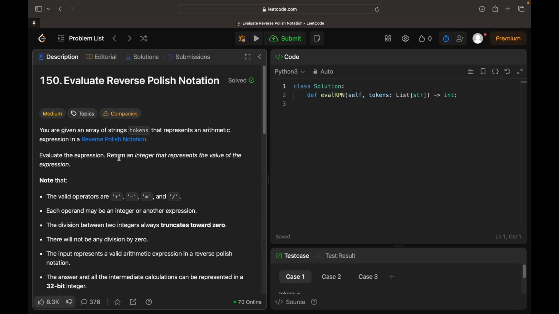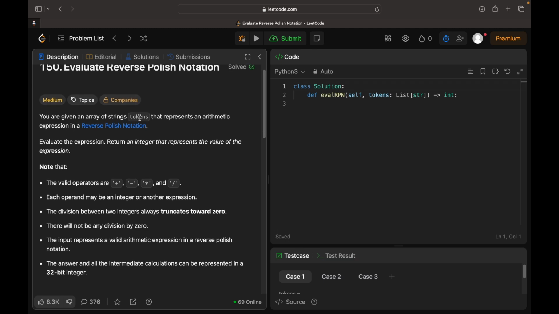Let's solve LeetCode 150, Evaluate Reverse Polish Notation. So we are given an array of strings, tokens, that represent an arithmetic expression in reverse Polish notation. What is reverse Polish notation?